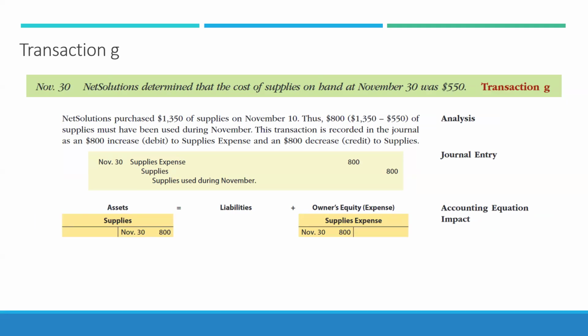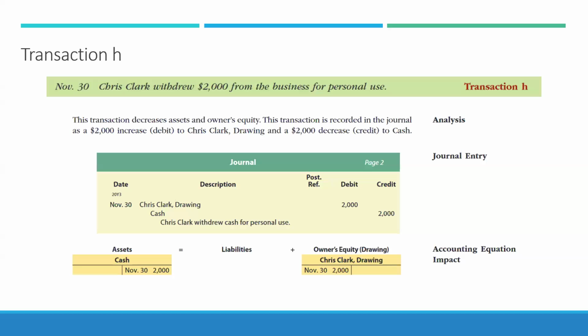For adjusting the amount of supplies we have on hand at the end of the period, supplies expense is the debit, and supplies, the asset, is the credit because we're reducing the amount of supplies we have on hand. And then for a drawing account, Chris Clark withdrew, or drawings, of $2,000 is a debit, and then the reduction in cash is the credit.